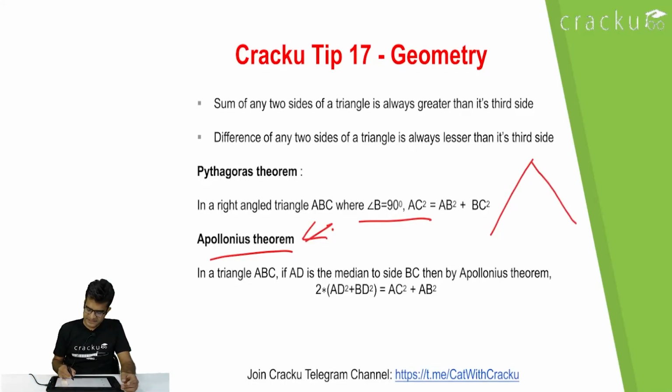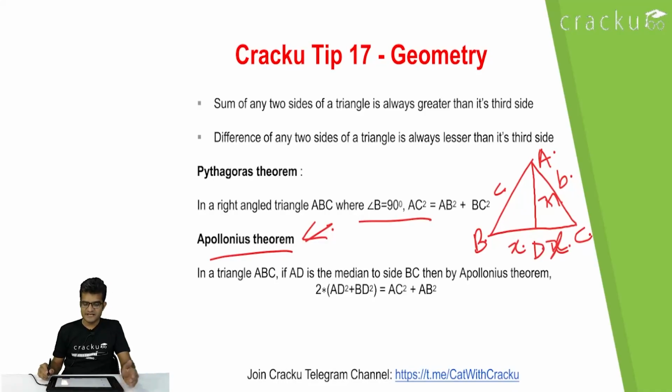Let us assume that this is the triangle ABC. This is A, this is B and this is C. Let us assume that the length of the side opposite C will be small c, and the length of the side opposite B will be small b. Then we can calculate the length of the median from A to BC. Let us assume that length is equal to m, and let the length of BD be equal to x and the length of DC be equal to x. Basically, the side opposite angle A, that is a, is equal to 2x.